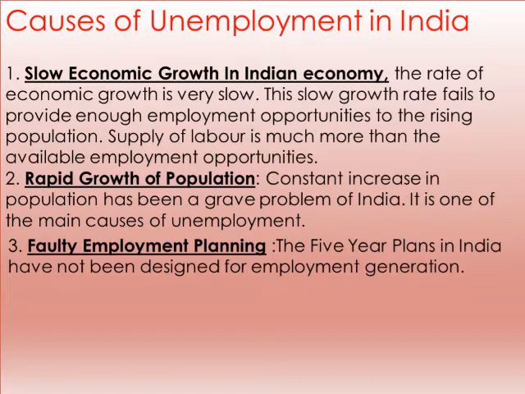Number three, faulty employment planning. The five-year plans in India have not been designed for employment generation. The plans could not stop the migration of rural population into urban areas. The plans were unable to encourage use of labor-intensive techniques of agricultural and industrial production. Plans have failed to put due emphasis on employment-generating programs like development of dairies, fishing, and poultry farming.